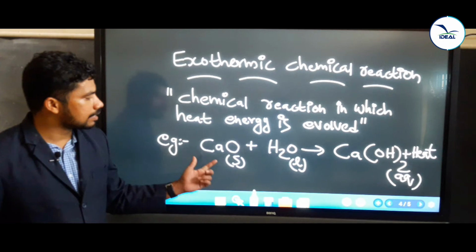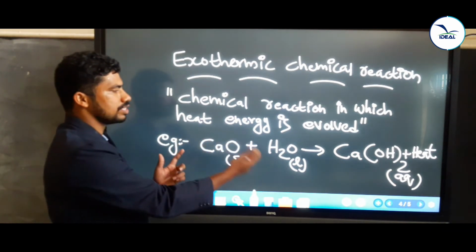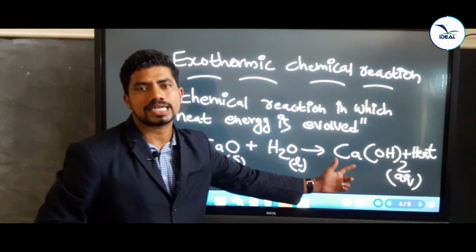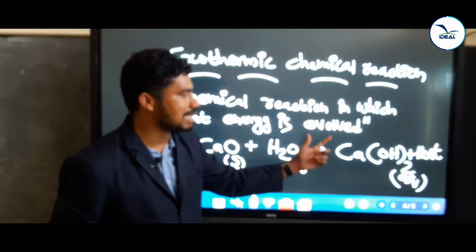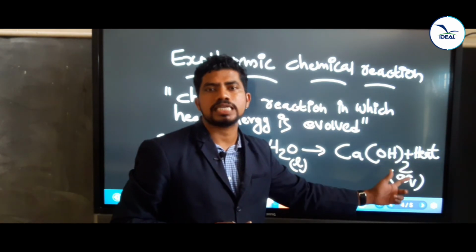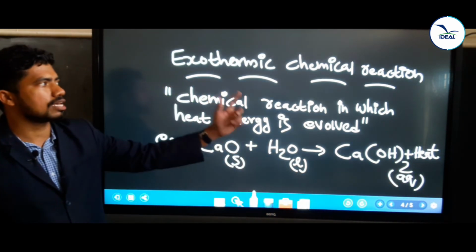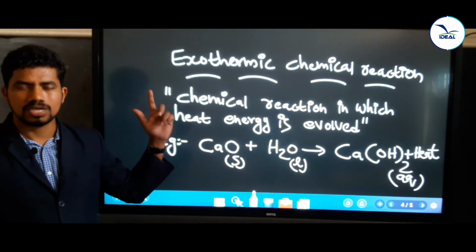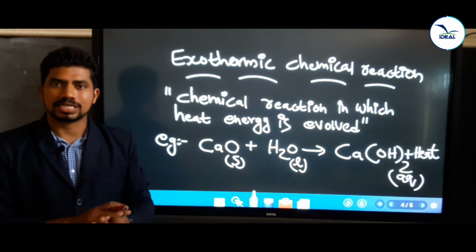So I take calcium oxide, quicklime, as an example. When we mix water with quicklime, we will get slaked lime. Calcium hydroxide is known as slaked lime. Its physical state is aqueous. A huge amount of heat energy is evolved in this reaction. So it is known as exothermic chemical reaction. So we have classified the reaction into endothermic as well as exothermic.